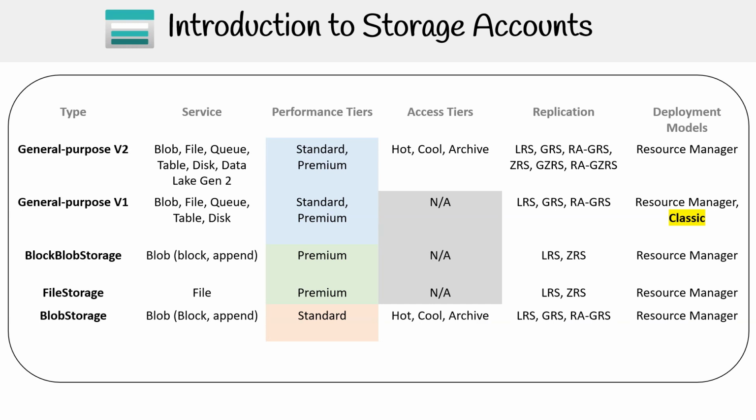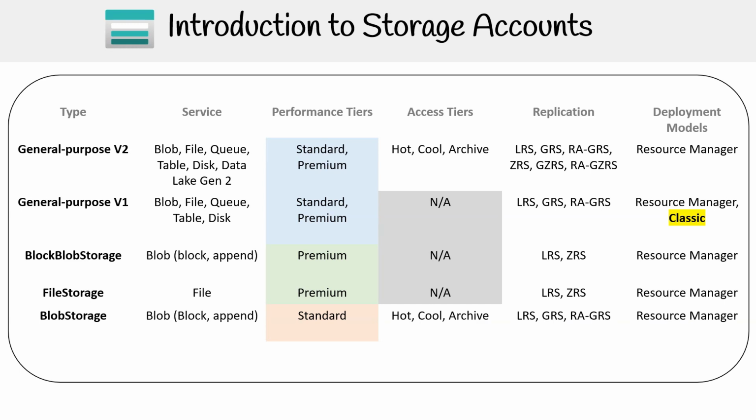Access tiers, these define the data access frequency. Hot, for frequently accessed data. Cool, optimized for storing infrequently accessed data for a minimum of 30 days. Archive, for rarely accessed data with a minimum of 180 days storage duration.